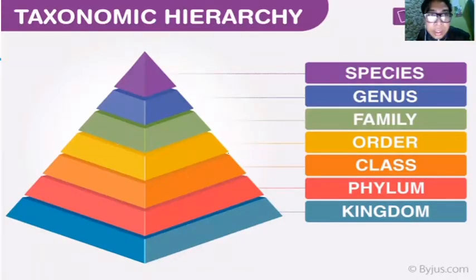Here is the taxonomic hierarchy. This taxonomic hierarchy has 8 ranks, right? First is kingdom. Second is phylum, followed by class, order, family, genus, and species.